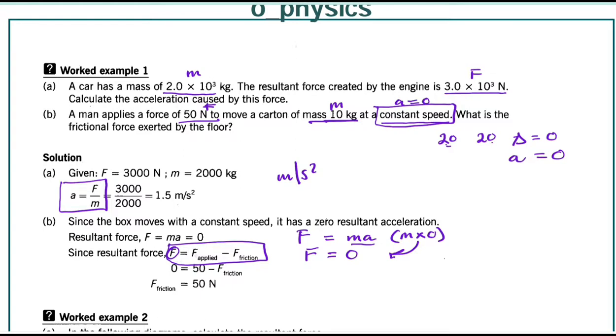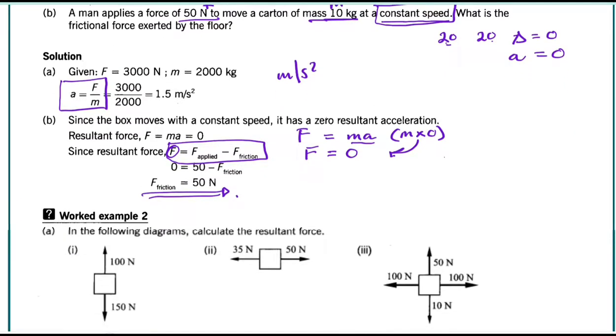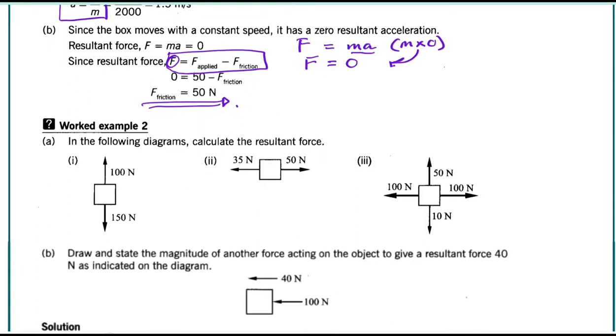The applied force. Our applied force is 50 newtons, subtract what? The frictional force. So we simplify, and then take the frictional force to the other side, and it becomes what? 50 newtons. Is that okay? So the friction was what? Was 50 newtons. And then we go to the second example.